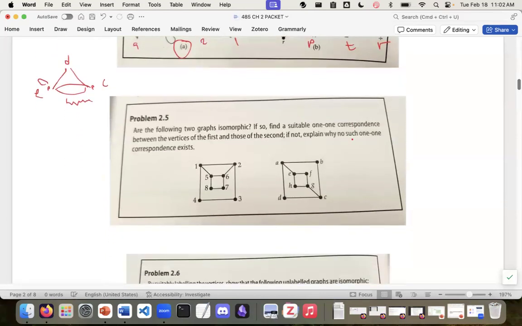All right, how about for problem 5? Are they isomorphic? No. Why not?